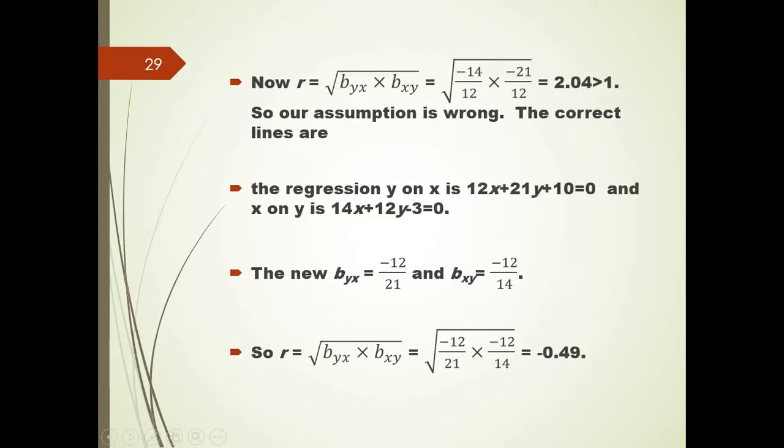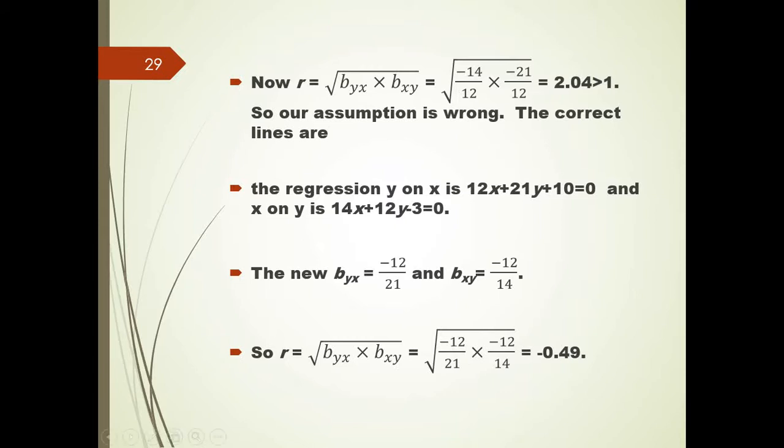And when I calculate r using the formula root of byx times bxy, what I got is 2.044. But we know that the correlation coefficient always lies between minus 1 and plus 1. But what we got here is 2.04, which is greater than 1. So we cannot use it, or our assumption is incorrect.